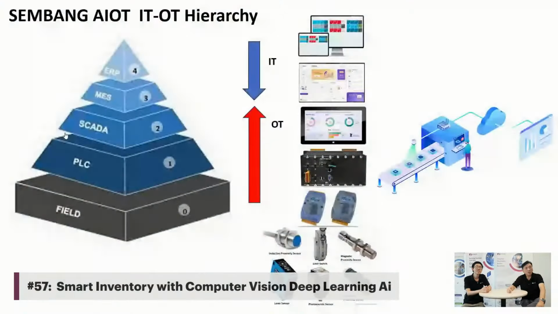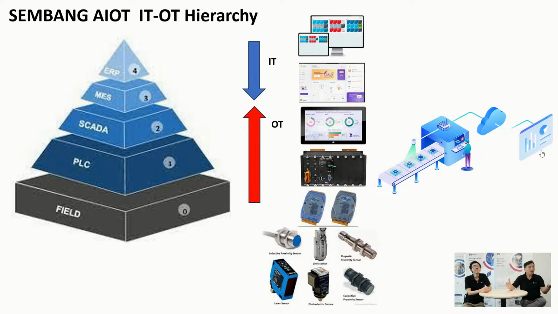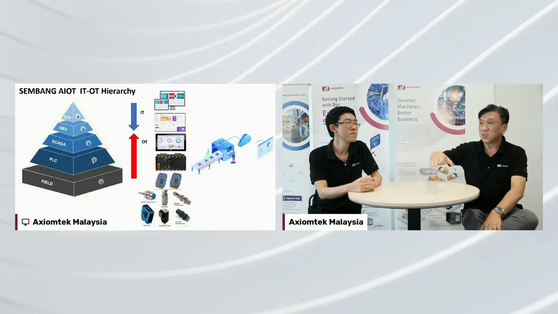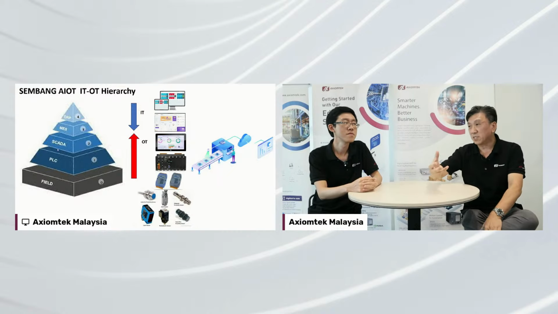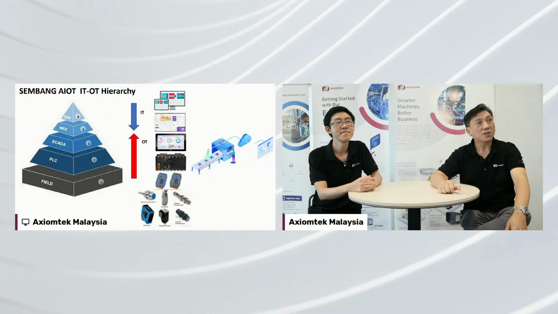So maybe can we have one of our slides? Okay, last week we talked about AIoT, the IT and OT hierarchy, and how you can transfer or exchange data from those AI object detection systems. So today, at the last part of our session, Ken-Leong is going to explain more about this. Rather than object detection, is there another application in terms of computer vision AI? Yeah. So can we have this slide?